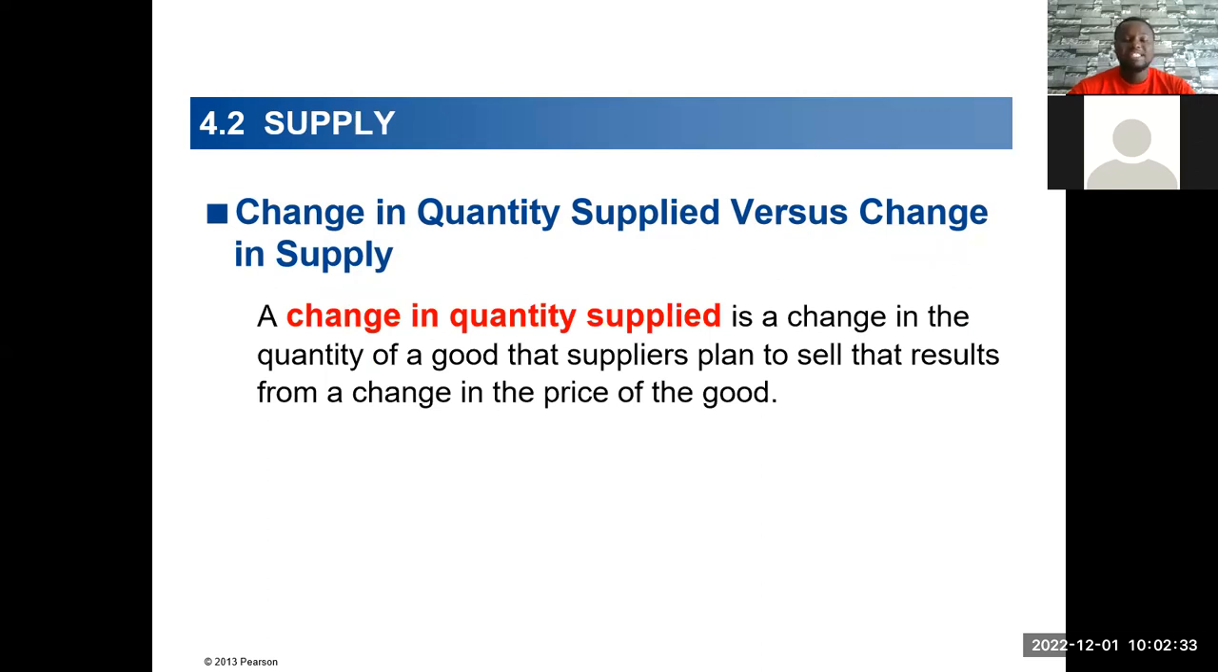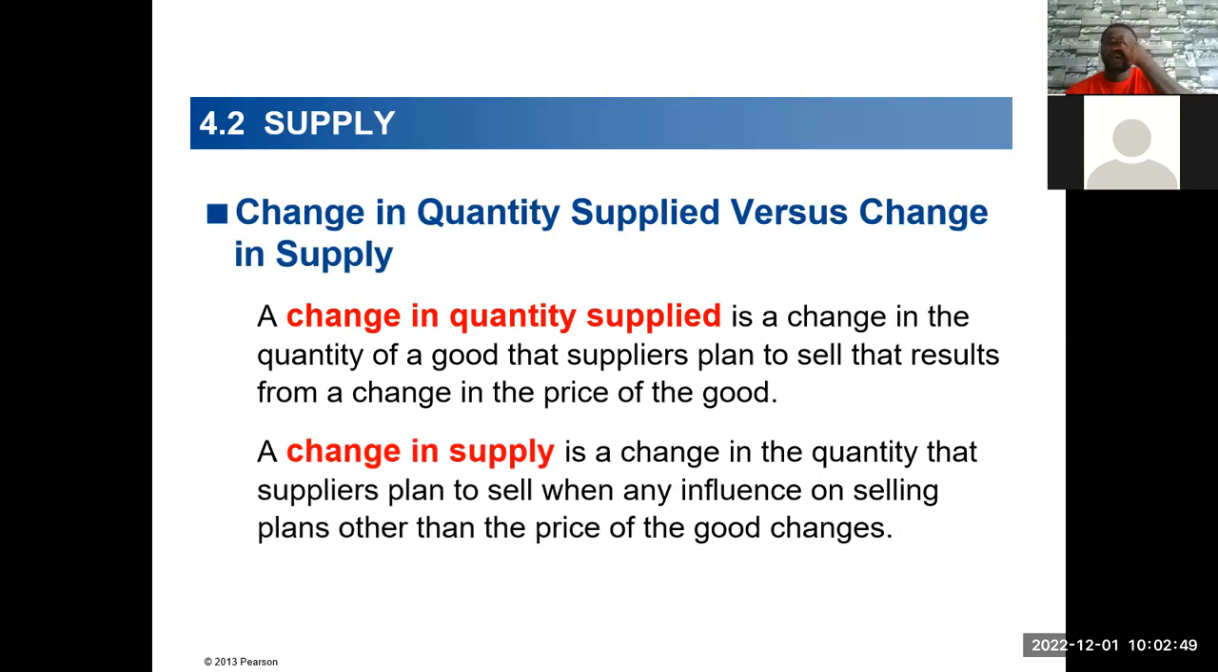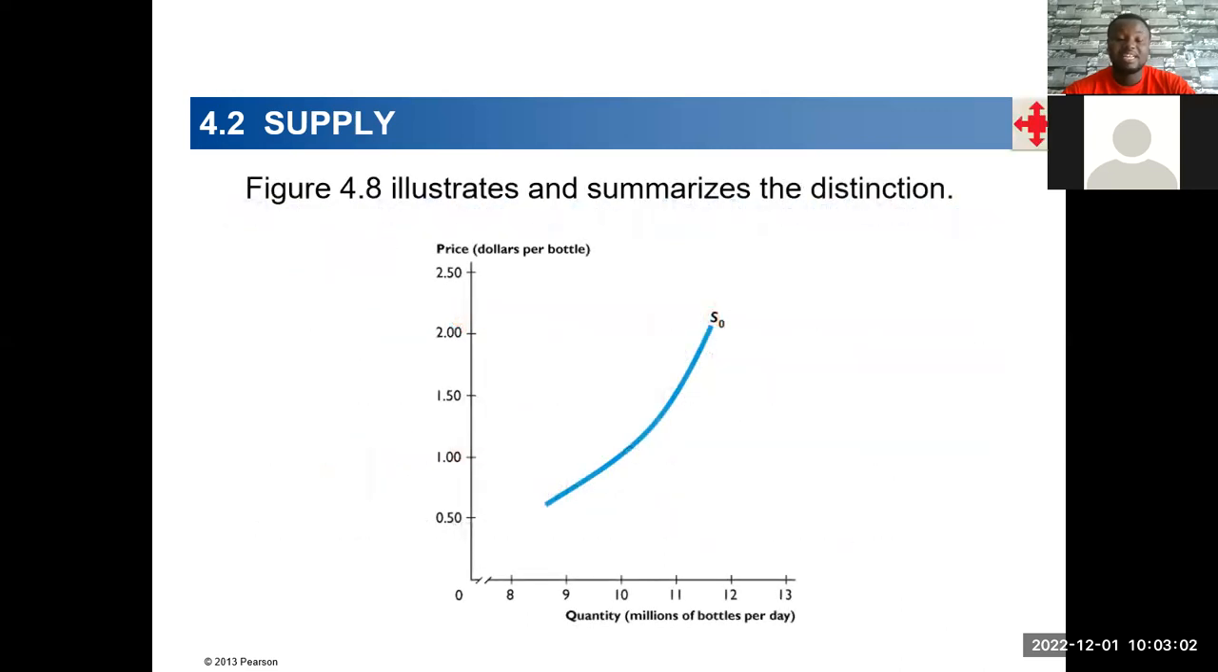So we'll have change in quantity supplied when there's a change in the quantity of the good that the sellers wish to offer for sale as a result of a change in price of that good. So that's a change in quantity supplied. But then for change in supply, they change the quantity they want to offer for sale as a result of changes in the other factors affecting supply other than the price of that good. Okay, so it's just like the demand. Prices will be held constant under the change in supply, and then prices will vary and the other factors held constant under change in quantity supplied.